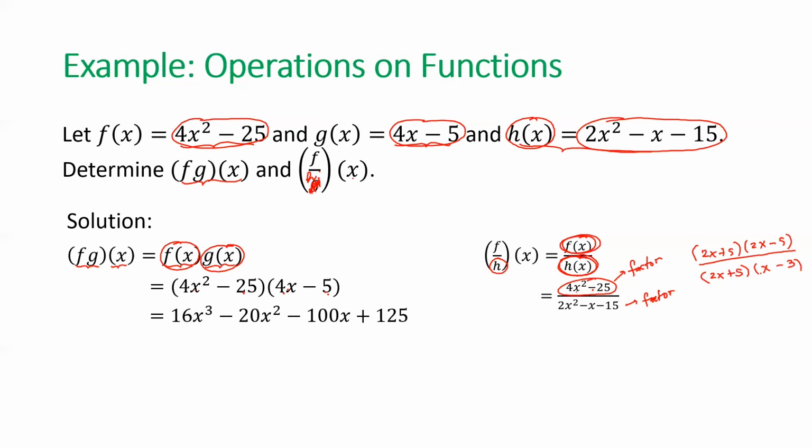So we check: 2x times x is 2x squared. 5 times negative 3 is negative 15. 2x times negative 3 is negative 6x plus 5x here. That's going to be negative x. So these are the correct factors. So notice that we can cancel out the 2x plus 5. And then we get just 2x minus 5 over x minus 3.